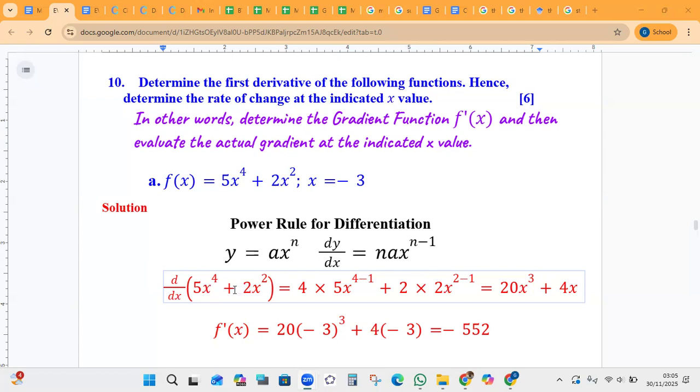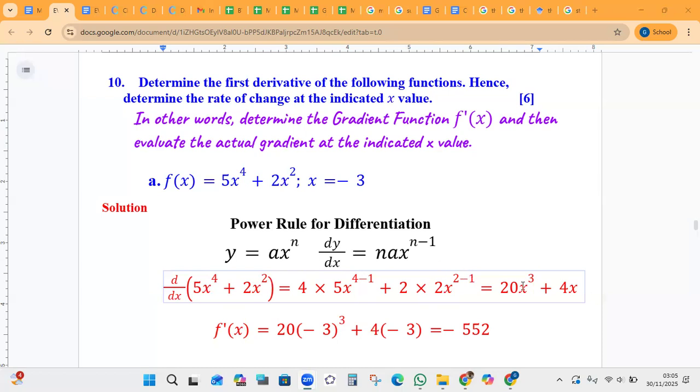So what do we do for the first term? The 4 is the power, 5 is the coefficient. We multiply 4 times 5, keep the variable x, and subtract 1 from 4, 4 minus 1. You repeat the same thing now for 2x squared. You multiply 2 by 2, the 2 up there times that 2, keep x, and then subtract 1 from the power 2, 2 minus 1.